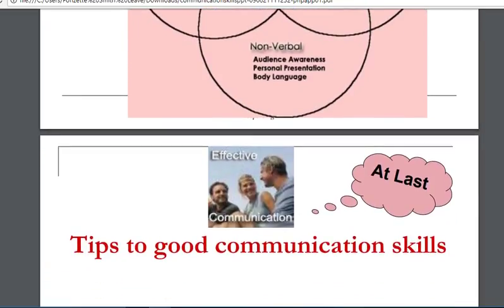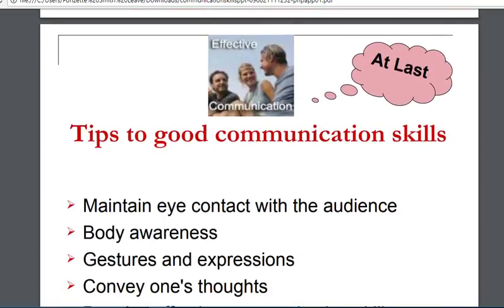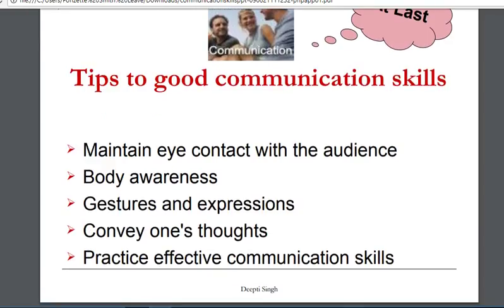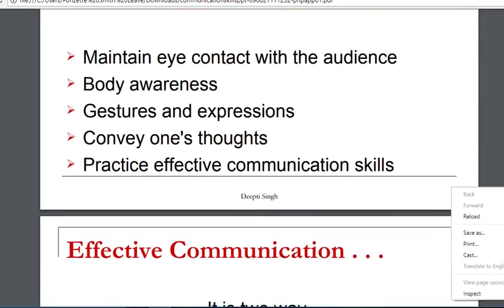At last, we have effective communication. Tips to good communication skills: maintaining eye contact with the audience, your body awareness, your gesture and expressions, conveying one's thoughts, and practice effective communication skills.